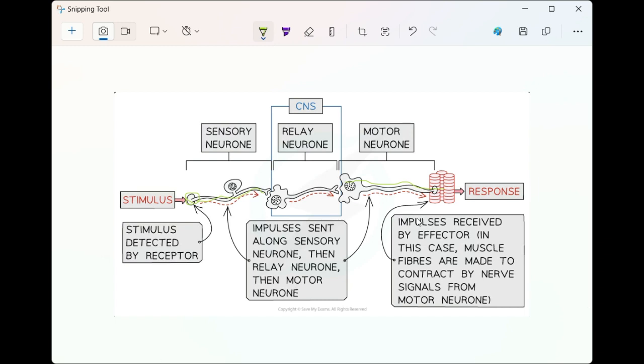Now, if it's a reflex, the only difference would be that instead of going to the CNS, it'll go to a relay neuron instead. So, for example, let's say you touch something that's burning, right? You'll detect that it's burning, and the impulse is sent through a sensory neuron to the relay neuron to the motor neuron. So there's no CNS involved. Instead, it'll go straight through the relay neuron to the motor neuron.